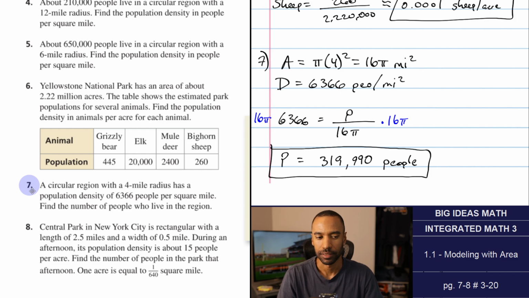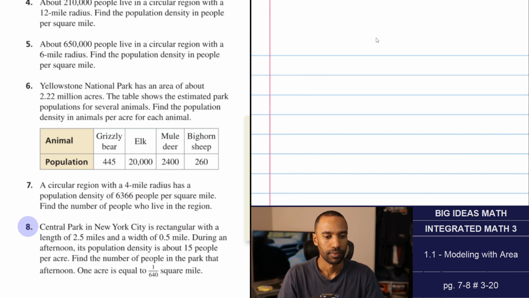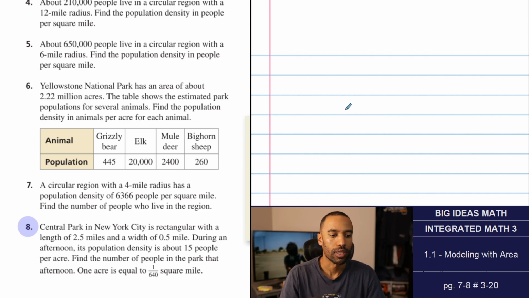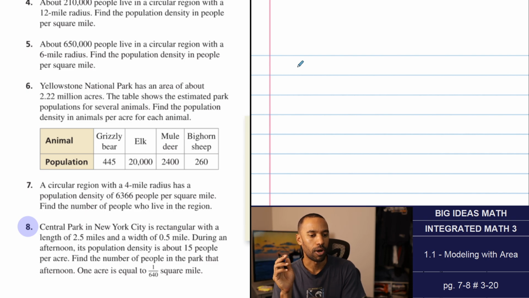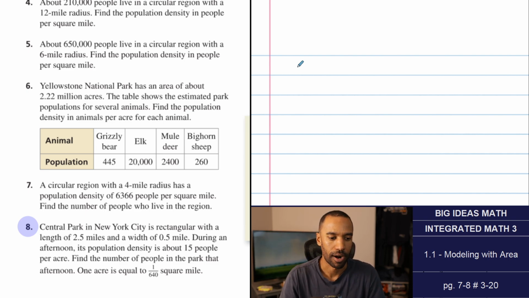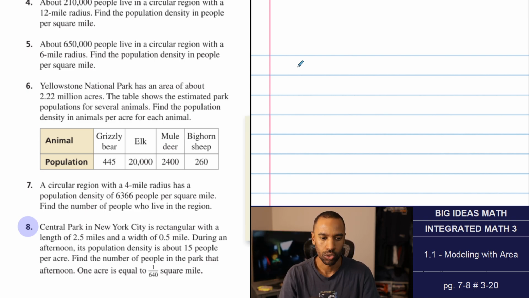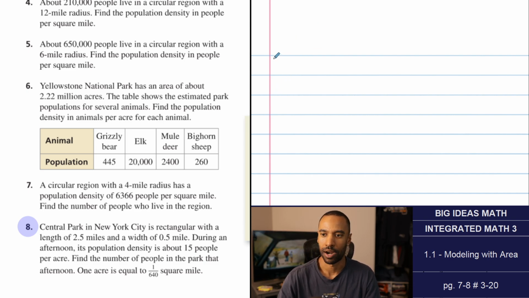Okay, number 8. Central Park in New York City is rectangular, with a length of 2.5 miles and a width of 0.5 miles. During an afternoon, its population density is about 15 people per acre. Find the number of people in the park that afternoon. I don't know how much an acre is, though. I'll have to look it up. Oh, here it is. 1 acre is equal to 1/640th square miles.